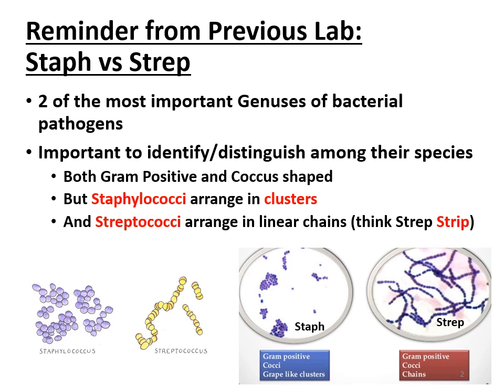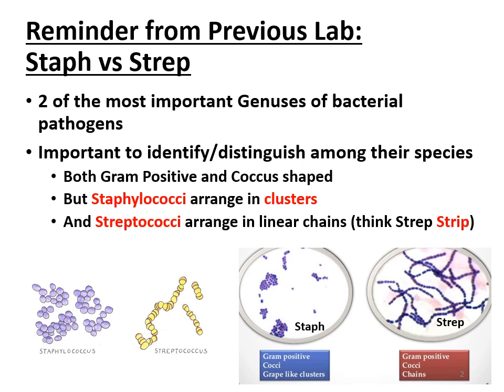Now, just a quick reminder from the previous lab, some important points that you have to remember for both of these genuses. First of all, we said both Staph and Strep are two of the most important genuses because they cause a lot of the major infections, especially for any of you going into the medical field who will be working in hospitals. Huge, huge cause of many of the hospital infections.